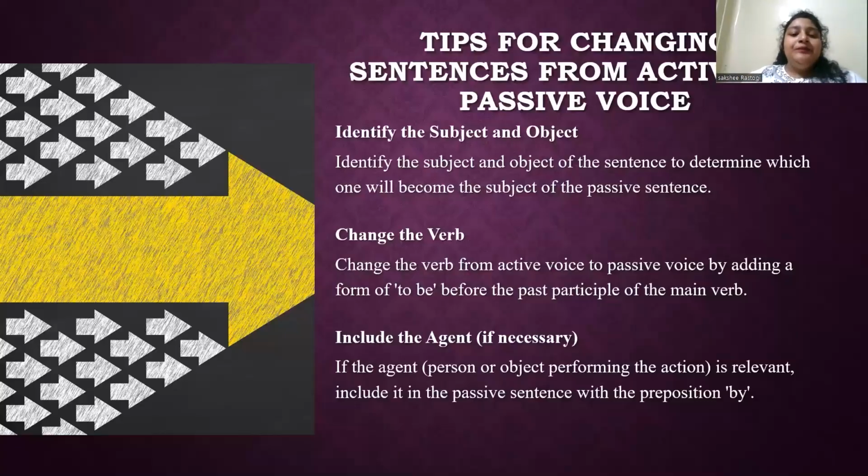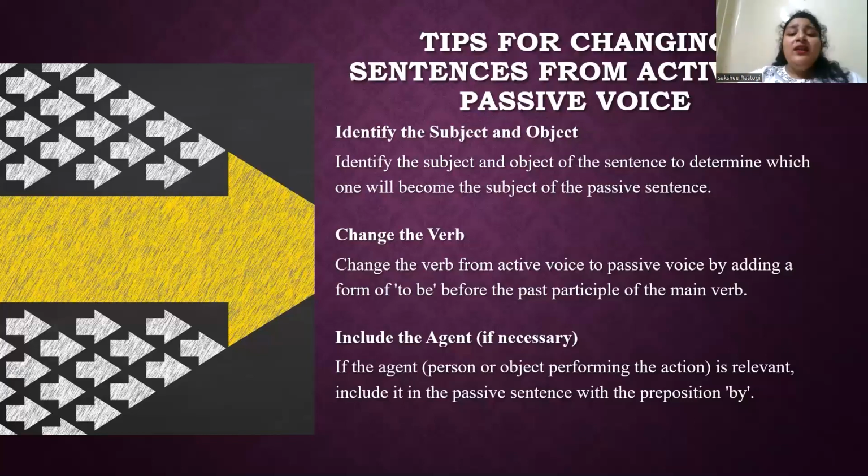For example, the dog bites the man. You are just converting it, including the agent in the passive voice. So the man is bitten by the dog. I'm using by here, right? The teacher teaches the student. The student is taught by the teacher. The company will launch the product. The product will be launched by the company.